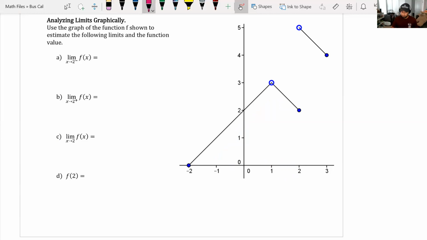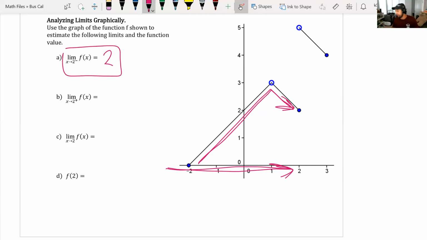Okay. So once again, as you approach 2 from the left, y starts to approach 2. So you can track your x and y values together. So as x approaches 2 from the left, y starts to approach 2. So the limit of f of x as x approaches 2 from the left will be 2. There's that.